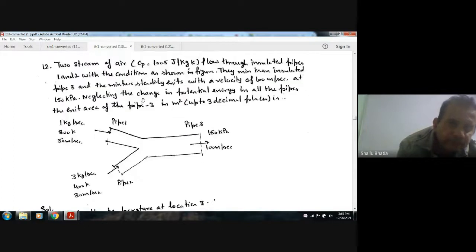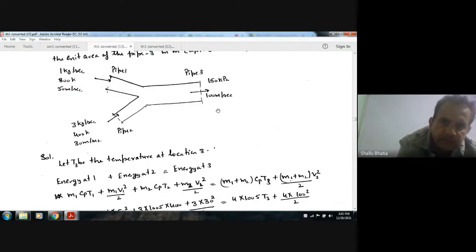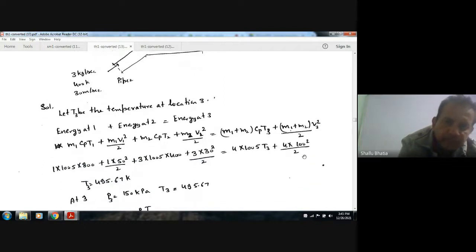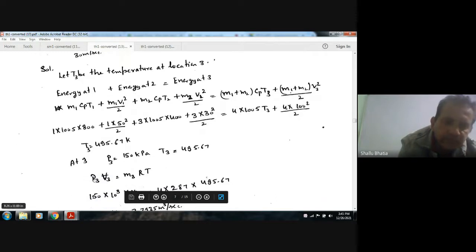So Cp will cancel out. You can take Cp as 1005, and velocity at 3 is just 100 meter per second. So we can find out this temperature. All the things are known, so we can find out T3. Once T3 is found, we can find out the volume.